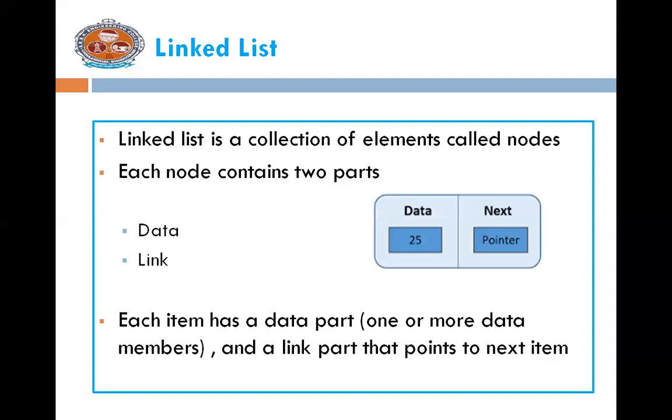Linked list. What is meant by a linked list? A linked list is a collection of elements called nodes. Each node contains two parts, the data and the link. In the diagram, you see the data and the next. Here next means the link part, and it represents the next node. Each item has a data part, which may have one or more data members, and a link part that points to the next element.